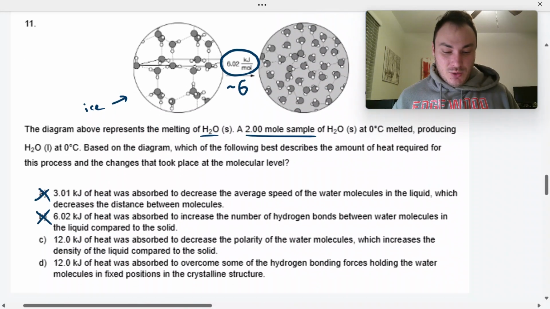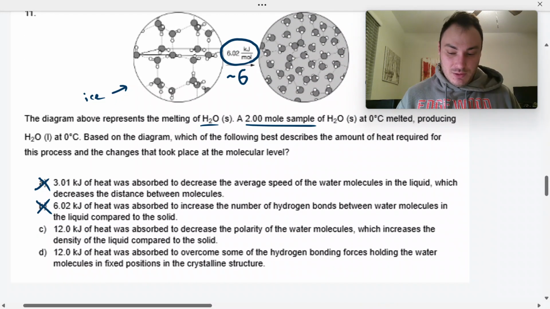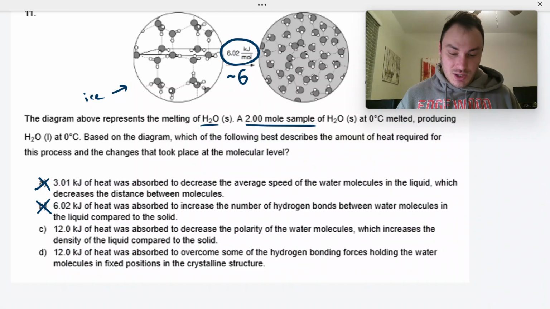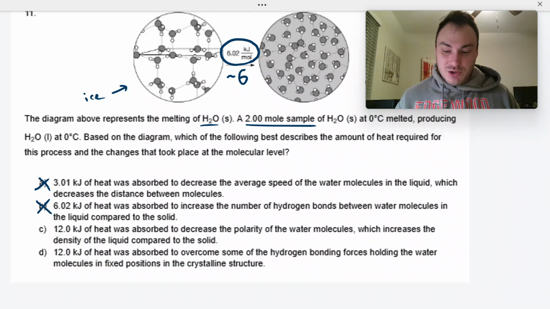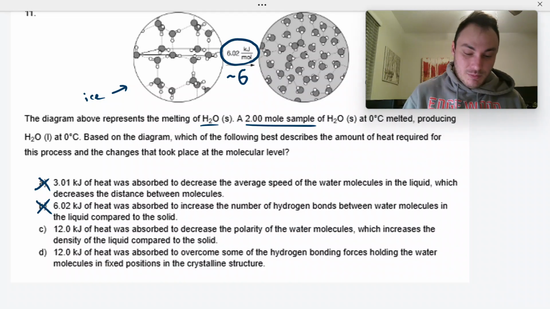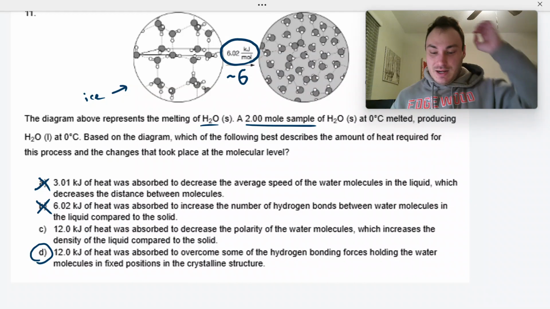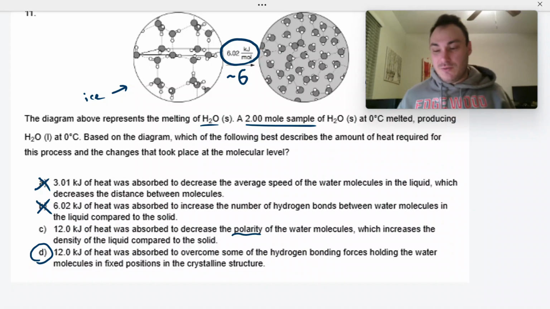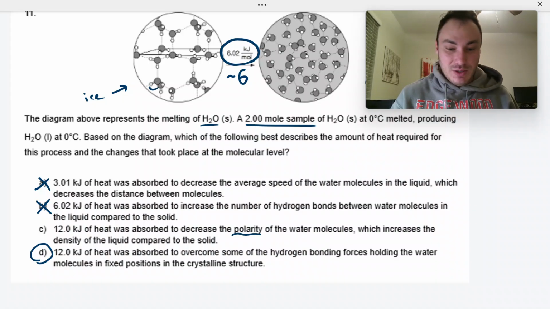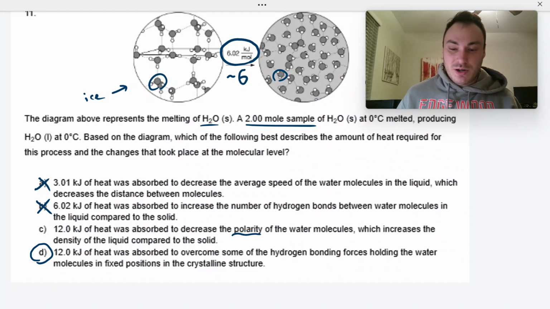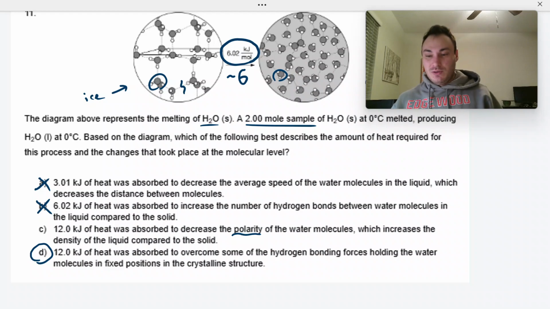And then, 12 kilojoules of heat was absorbed to decrease the polarity of water molecules. 12 kilojoules of heat was absorbed to overcome some of the hydrogen bonding forces holding the water molecules in fixed positions in the crystalline structure. D is the right answer. It's still water molecules. We're not affecting the polarity of water molecules. It's still a water molecule here. It's still a water molecule here. What we are doing is we are breaking apart some of the hydrogen bonds, which is why it takes energy.